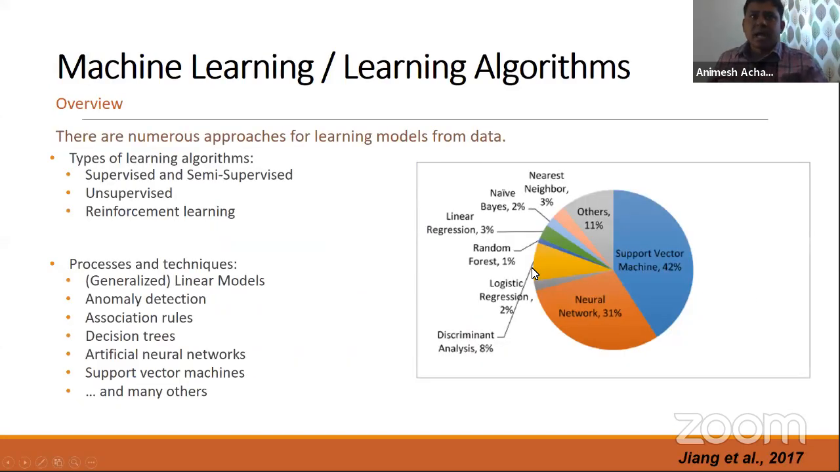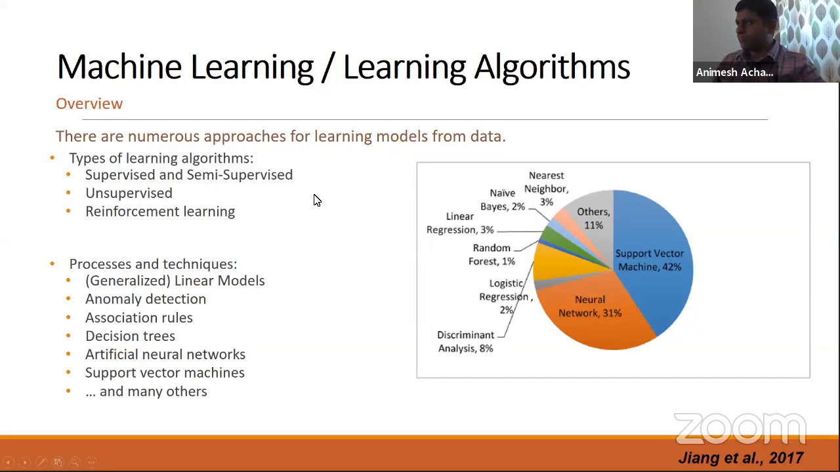So going to the next slide, here are some examples of machine learning algorithms. We can classify machine learning algorithms broadly in 3 categories: supervised, unsupervised, and reinforcement learning. And then you can see what people have been doing in the last few years.